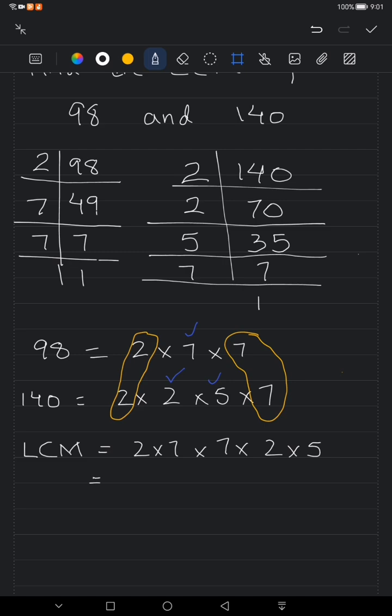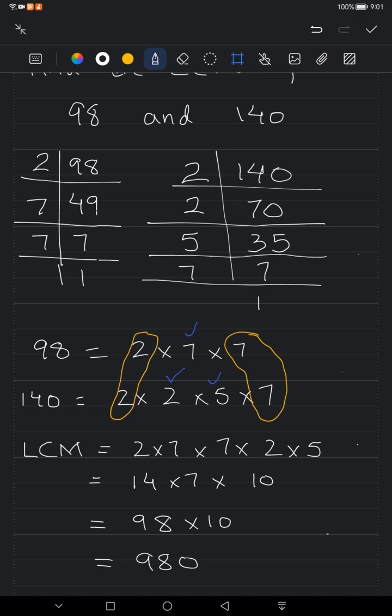Two times 7 is 14. Multiply with 7. Multiply by 2 times 5 is 10. 14 times 7 is 98. Multiply by 10. So 980 is the least common multiple of 98 and 140. I hope these examples are quite clear to you, and they will help you in finding the least common multiple.